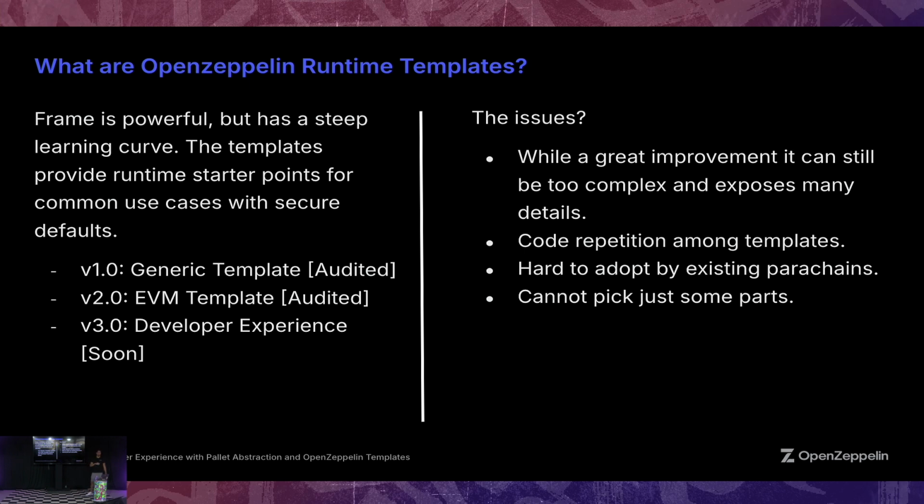If today you're running a parachain on Polkadot mainnet, on Kusama, or whatever, it's very hard for you to take this. You would have to go to a repo and copy-paste the parts that make sense to you and try to incorporate it into your chain. And related to that, you cannot just pick up some parts, right? You take the whole template, or you have to come and copy-paste the things that you like. So we think we can do better.